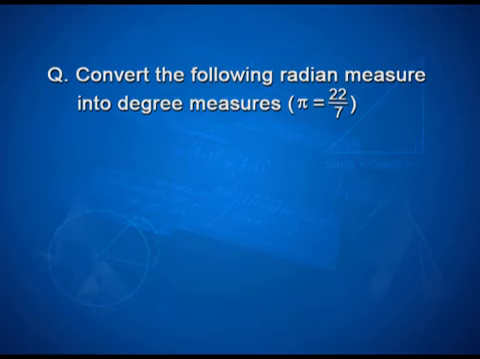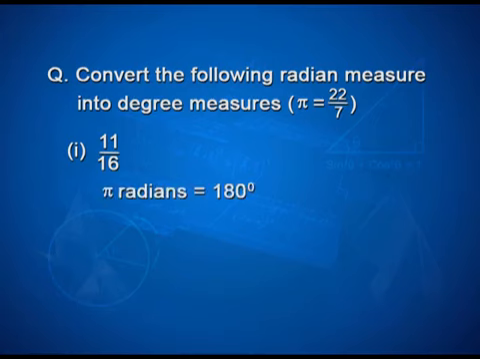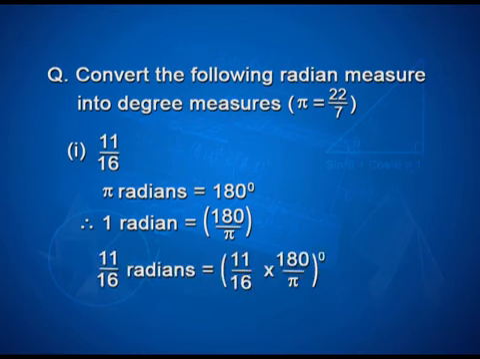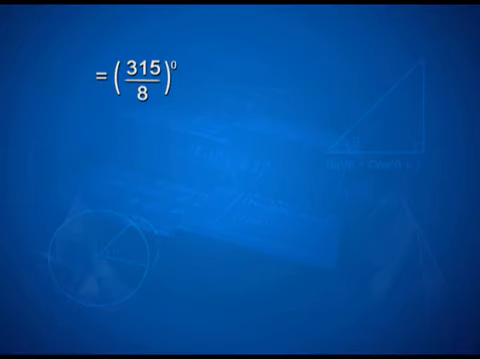Now, let us see one more example. Convert the following radian measure into degree measure using pi is equal to 22 upon 7: 11 upon 16. We know that pi radians is equal to 180 degrees. Therefore, 1 radian is equal to 180 upon pi. Therefore, 11 upon 16 radians is equal to 11 upon 16 into 180 upon pi. That can be simplified as 315 upon 8 degrees or 39 3 upon 8 degrees.